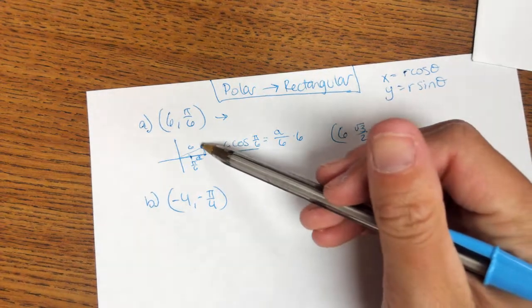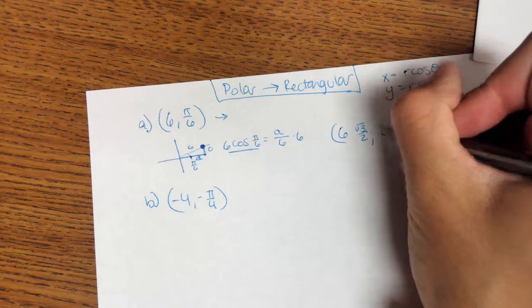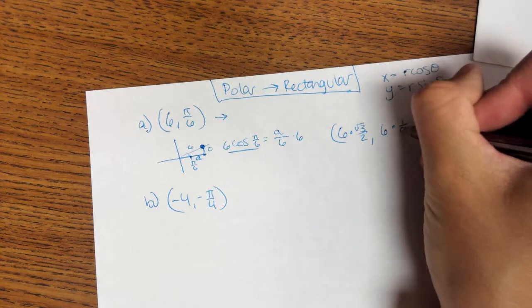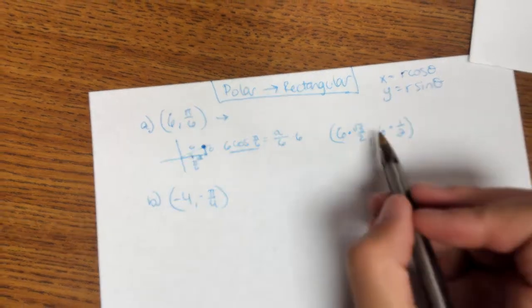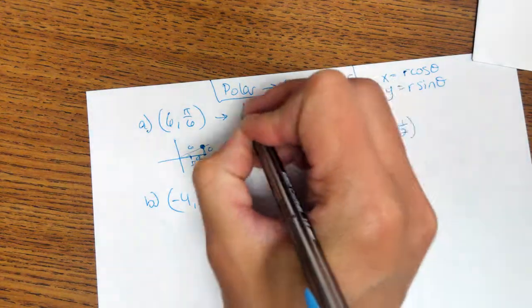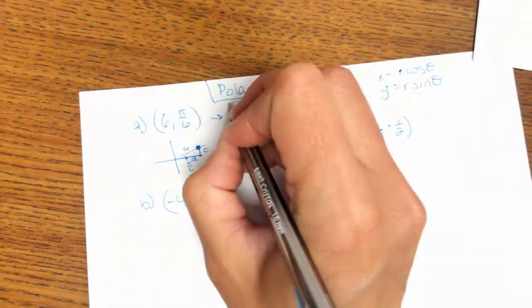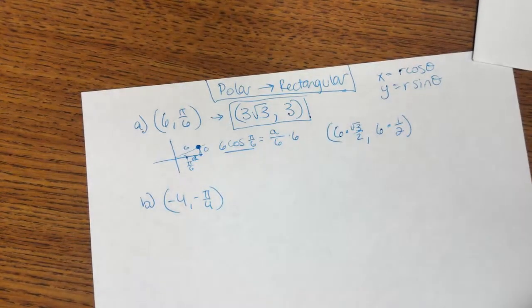And then to do sine, it's going to be the same process. We would multiply by 6. We would have 6 times 1/2. Simplify as far as you can. So 6 over 2 gives me 3 radical 3. That's the x value. 6 times 1/2 gives me 3. So this would be your final answer to convert to rectangular.